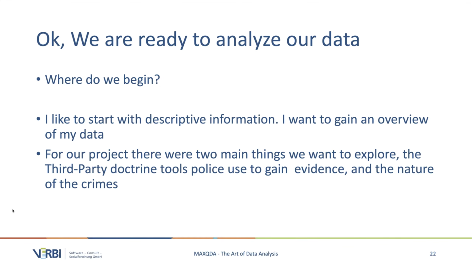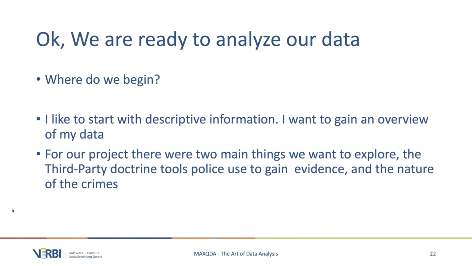Well, as I said, I like to start with descriptive information. I want to gain an overview of my data. So in many ways in this project, there were two main things that we initially wanted to explore: what tools police were using to gain evidence, and what was the nature of the crimes where they were using these tools. Everyone assumes every crime in the U.S. is a drug crime, and well, that sometimes is true. It's kind of an oversimplification. So where do we begin? What tool would we use first?